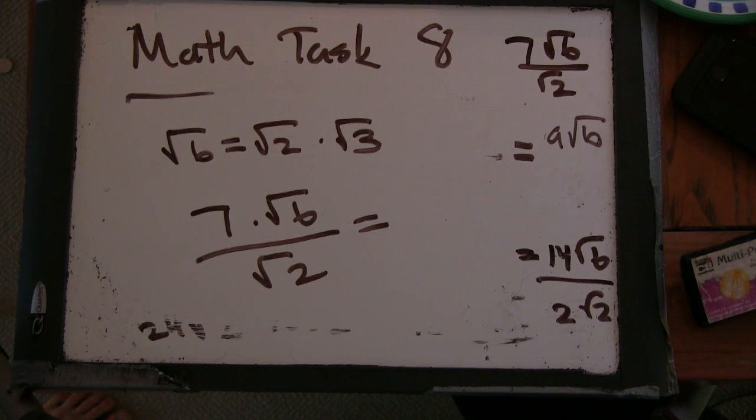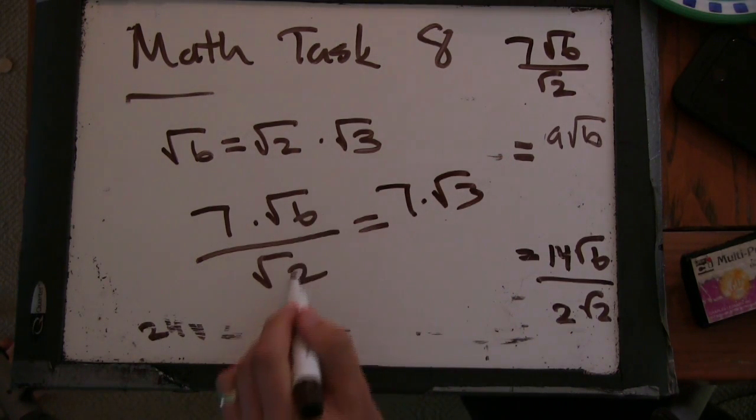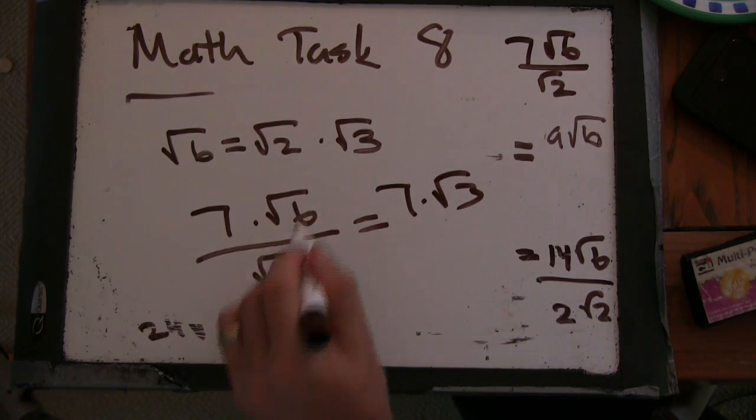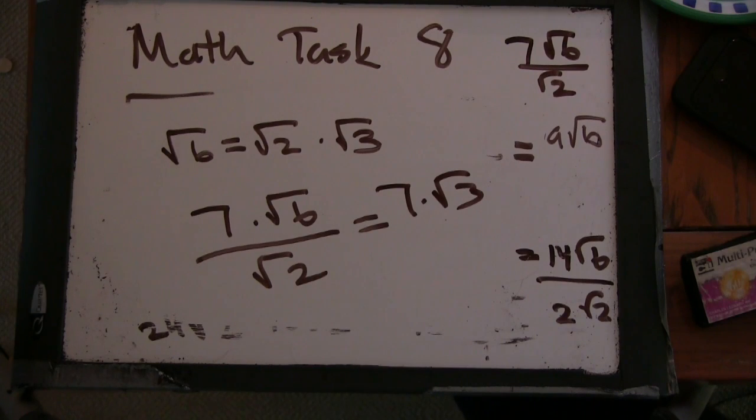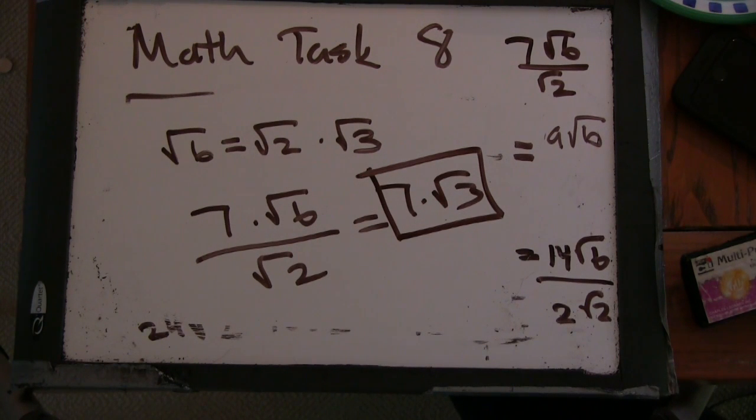7 times the square root of 3, because the 2's under the square root cancel, so it's just 6 divided by 2, which is 3 under the square root. So that whole big gigantic mess we had is 7 times root 3.